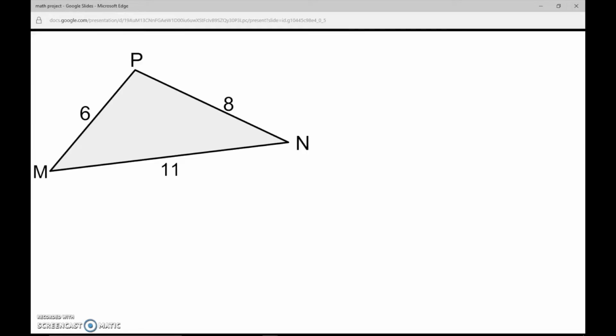And since we have three sides, or side, side, side, what we can use is the law of cosines, which is a squared equals b squared plus c squared minus 2bc times cosine of a. And since we're not using a, b, and c, but we're using p, m, and n, we'll change it to p squared equals n squared plus m squared minus 2nm times the cosine of p. And we'll be solving for angle p first.